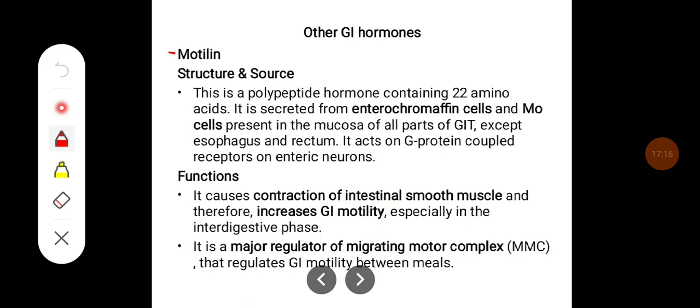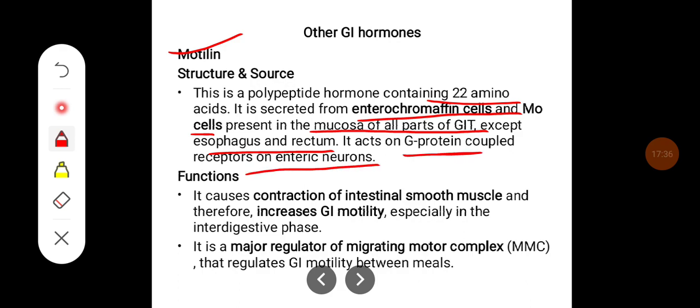So other hormones like motilin. This polypeptide hormone containing 22 amino acids is secreted from the enterochromaffin cells and Mo cells present in the mucosa of all parts of the GIT except esophagus and rectum. It acts on G protein coupled receptors on enteric neurons. It causes contraction of intestinal smooth muscle and therefore increases the GI motility, especially in the interdigestive period.